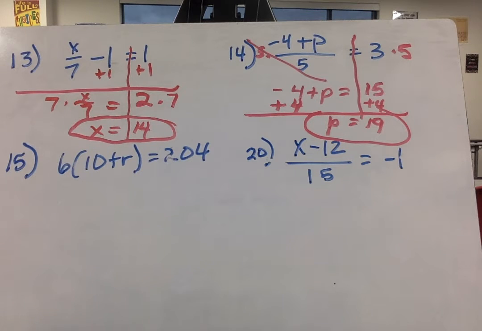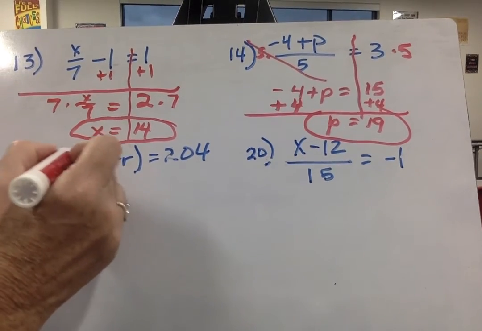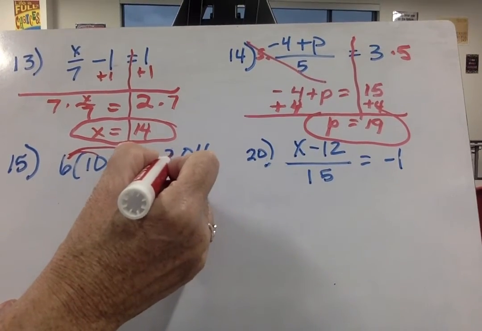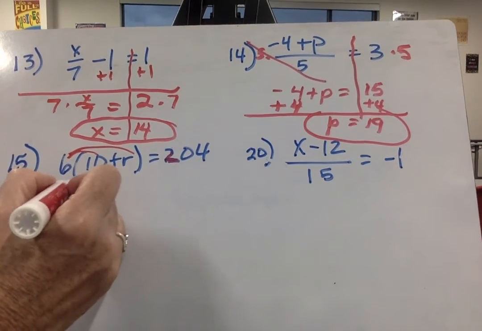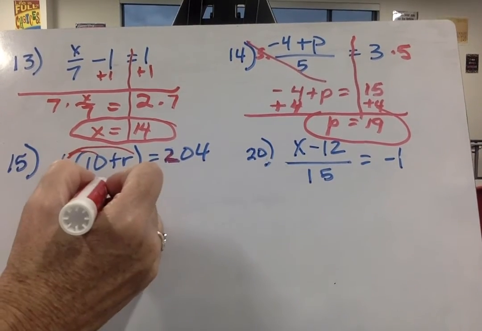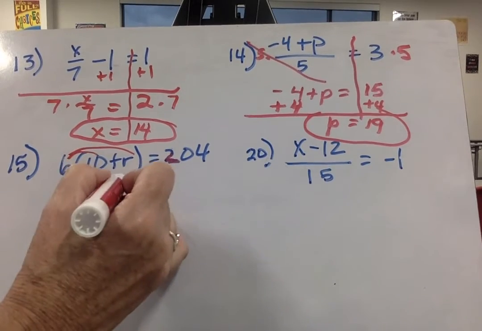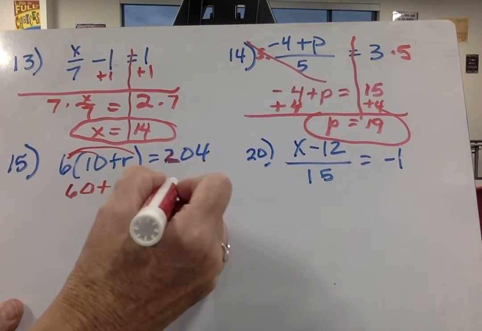Okay, next we're going to go on to 15. We have to use the distributive property here first. Whenever you see parentheses, more than likely you'll be using distributive property. 6 times 10 is 60, plus 6 times r is 6r, equals 204.